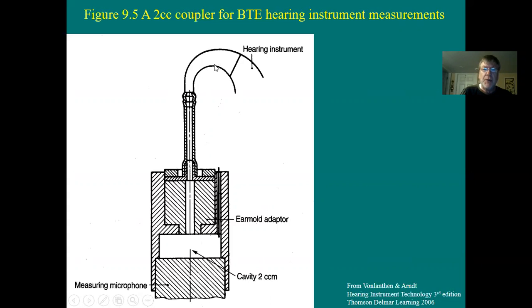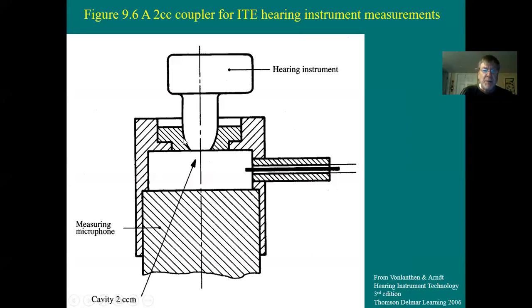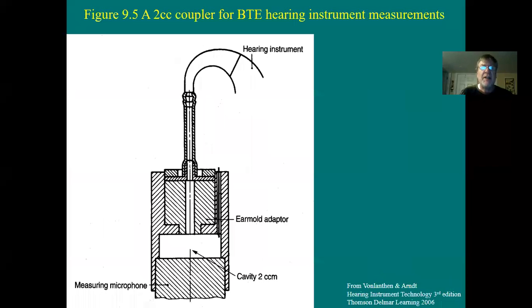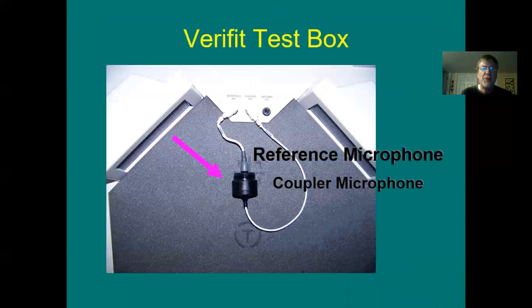Okay, they use the ear hook, same 2cc coupler, same size. It's just that the BTE has a tube sticking out, and then you put that on the ear hook. Whereas the ITE, you put it right on the coupler, and you have to use putty, this weird sticky blue putty stuff to stick the ITE on. All right, BTEs you don't.